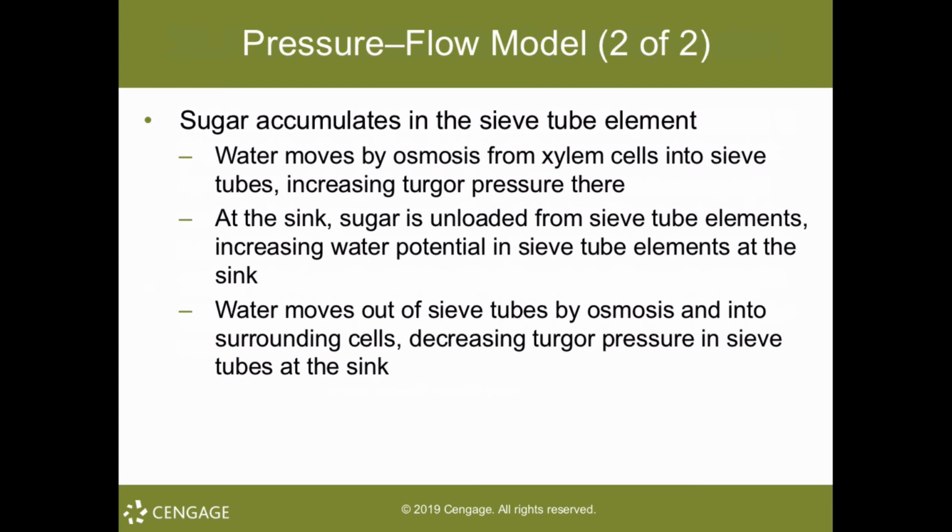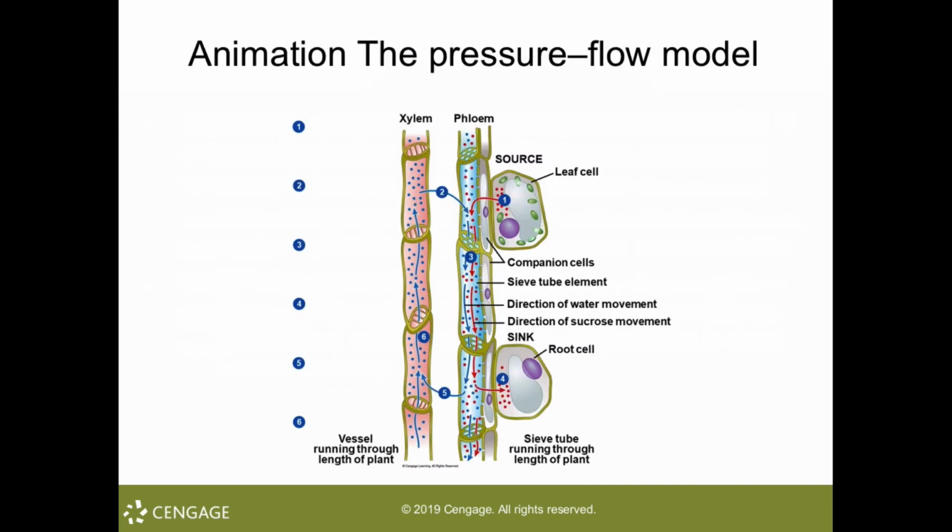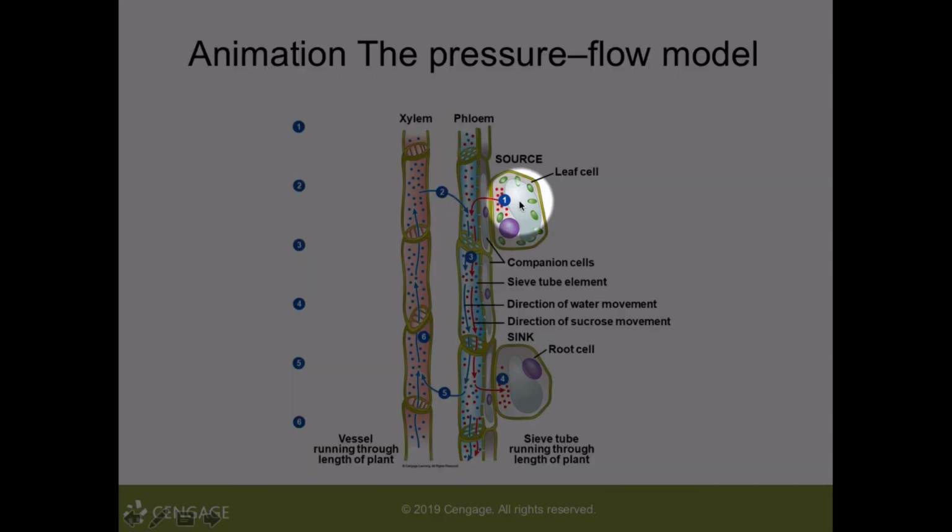So next, of course, will be that water diffuses into the sieve tube element. I say again, water moves in by way of osmosis from the xylem cell into that sieve tube element. So here we are, the leaf cell, the source. Here we have in red the sugar. The sugar, I say again, moves into that sieve tube cell by way of active transport.